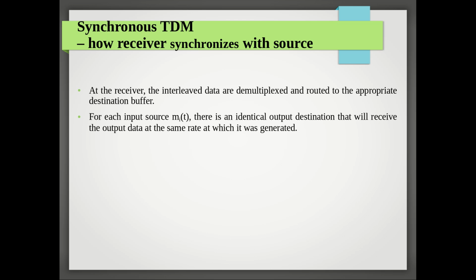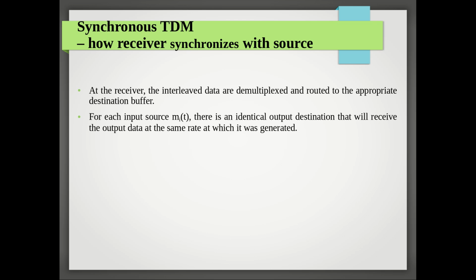So for each input source, Mi of t, and this is from the system view. In the overall TDM system, we saw a diagram where Mi of t is the input that is coming from the ith line, and for all such sources Mi of t, there is an identical output destination that will receive the data.